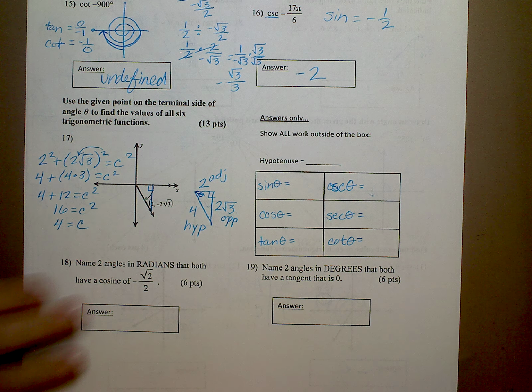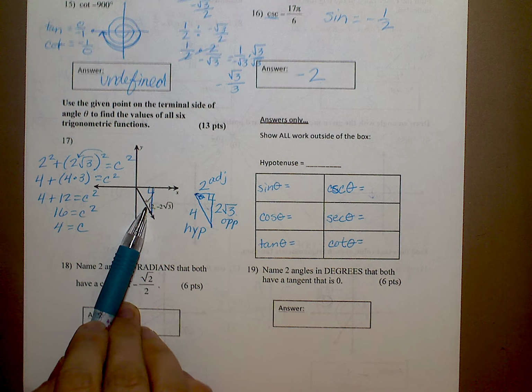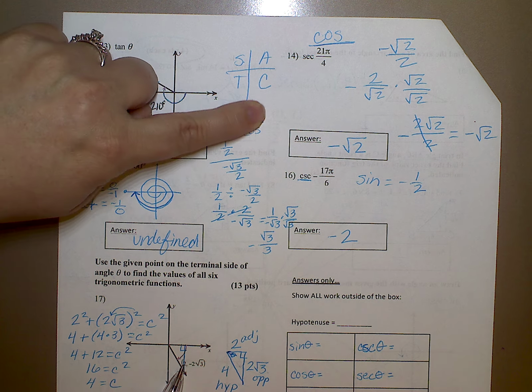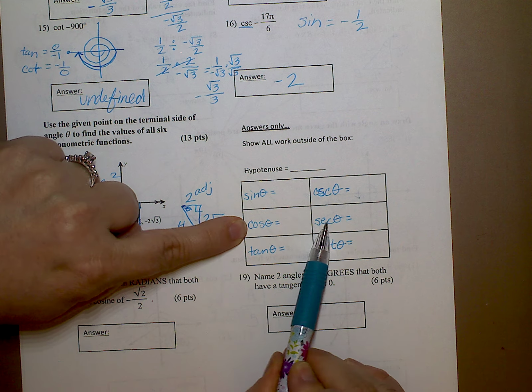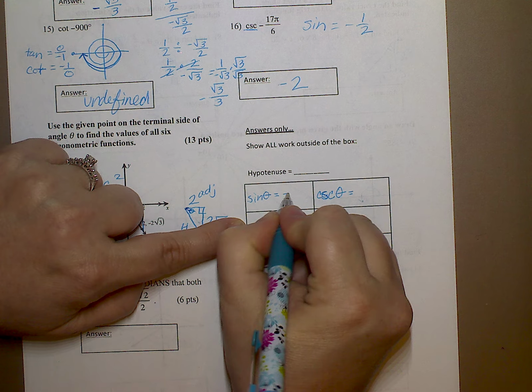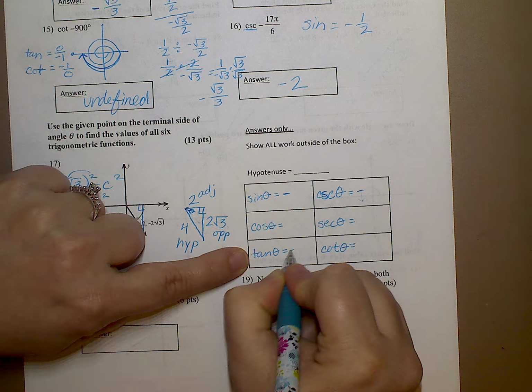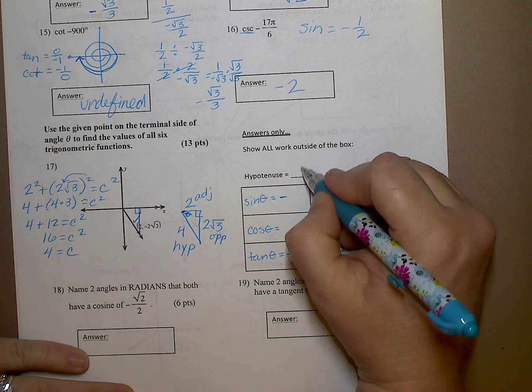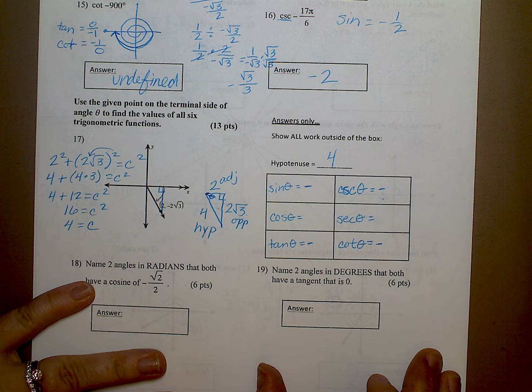And before I get started, this is a 4th quadrant angle. And if I look back up here, all students take calculus. In the 4th quadrant, only cosine is positive, which means that cosine and secant will be positive. Sine, cosecant, tangent, and cotangent are going to be negative. My hypotenuse, I need to label that. That's worth a point. So what I just figured out using the Pythagorean theorem, I need to put that 4 there.